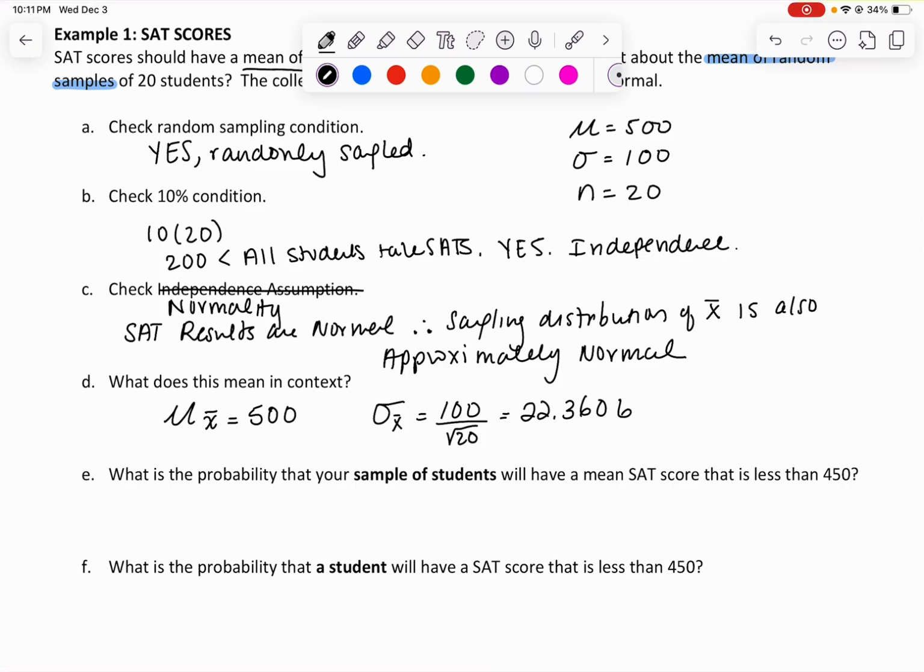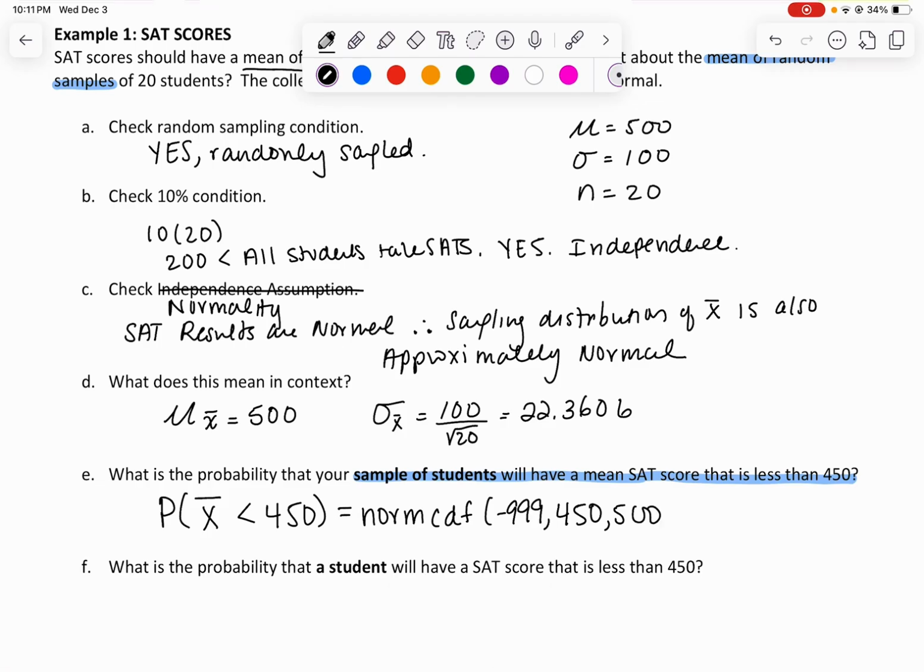Okay? Now that we verified that the sampling distribution for the sample mean is approximately normal, let's take a look at these two questions. Notice here I've bolded for you. What is the probability that your sample of students will have a mean SAT score that is less than 450? That means they're asking you what is the probability that X bar is less than or equal to, or just less than, 450. We know that X bar follows a normal distribution, so this is normCDF, lower bound of negative 9999, upper bound of 450. The mean is 500, and your standard deviation is 22.3606, following the standard deviation of the sampling distribution for X bar, or for the sample mean.